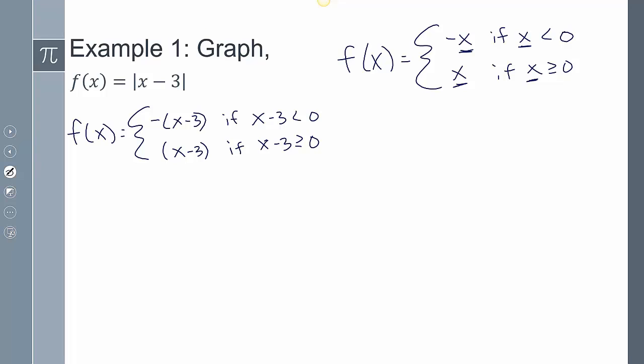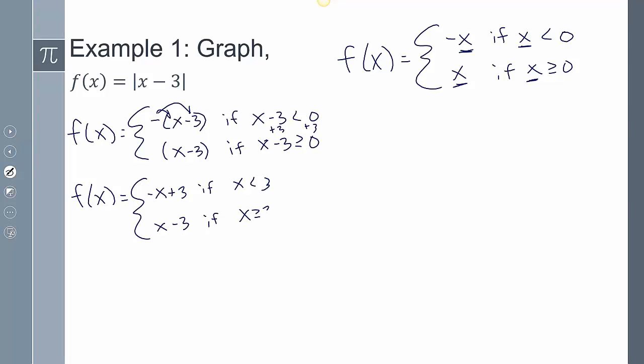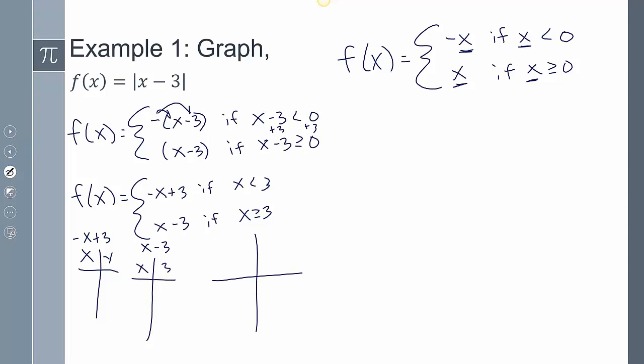Now solving for both of these, that negative has to get distributed through. So to put it into a form in which I can graph it, I'm going to get negative x plus 3 if, now if I add 3 to both sides here, x is less than 3, and then this is just x minus 3 if, once again, x is greater than or equal to 3. So now this is just a piecewise function, and to do piecewise functions we said, hey, let's just create these little tables for each one. So this is negative x plus 3, and this is just x minus 3, and then I'll drop my graph here.